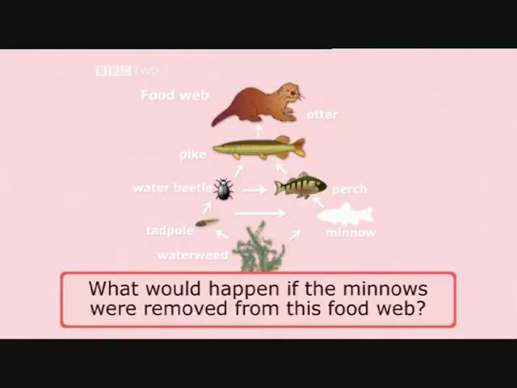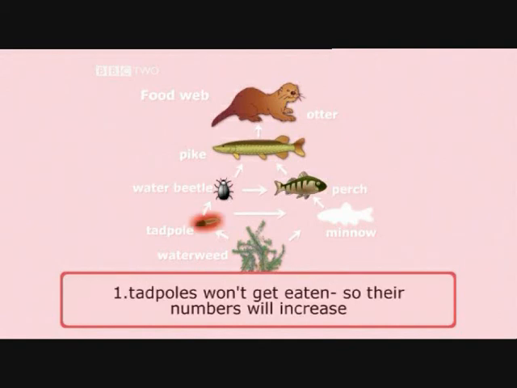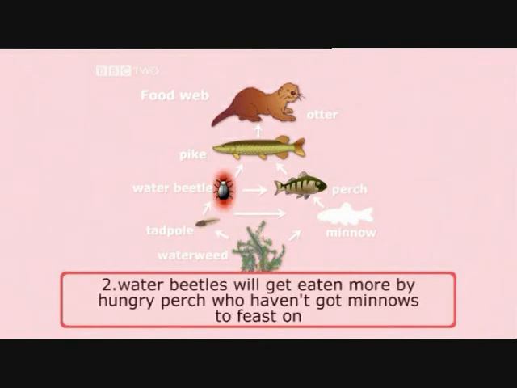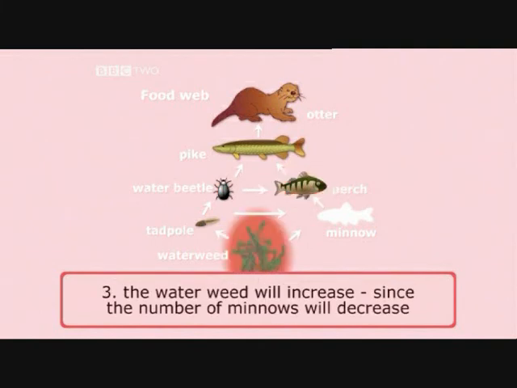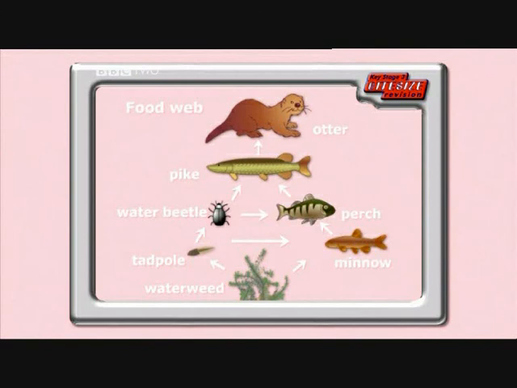Well, if the minnows were removed from this food web, 3 things would happen. 1. The tadpoles won't get eaten, so their numbers will increase. 2. Water beetles will get eaten more by hungry perch who haven't got minnows to feast on. And 3. The waterweed will increase as the number of minnows eating it will decrease. The relationships in these food webs can get quite complicated. If you weren't sure of the answer, why not rewind and go over this section again?